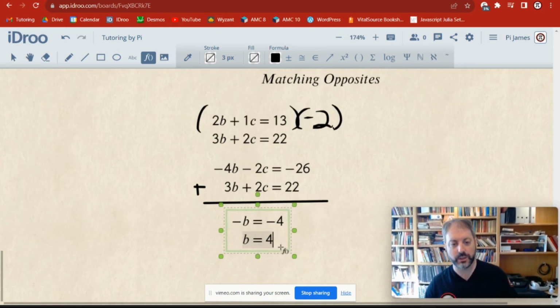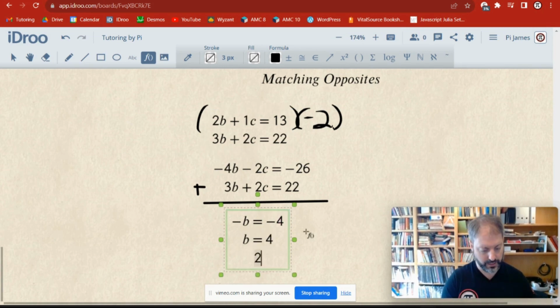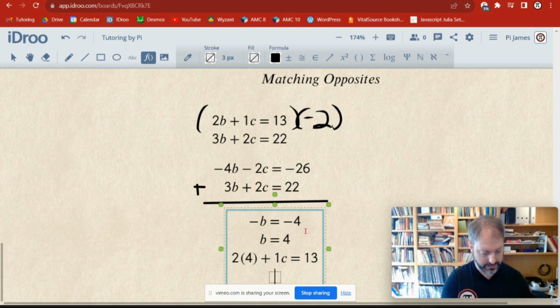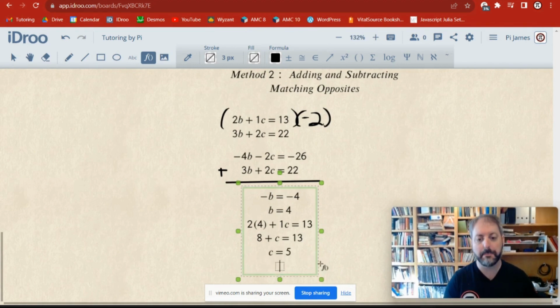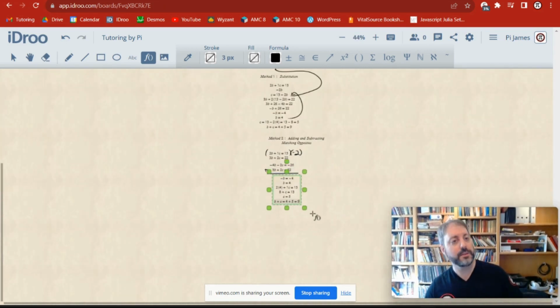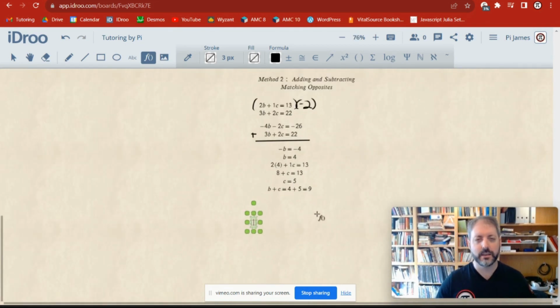Then you would take that solution, plug it back into either of these equations. It doesn't matter. I always suggest the simpler of the two. So we get 2 times 4 plus 1c equals 13. We get 8 plus c equals 13. Subtracting 8 from both sides, we get c equals 5. Similarly, b plus c, to get the cost of a baguette and a croissant, is 4 plus 5, which is $9.